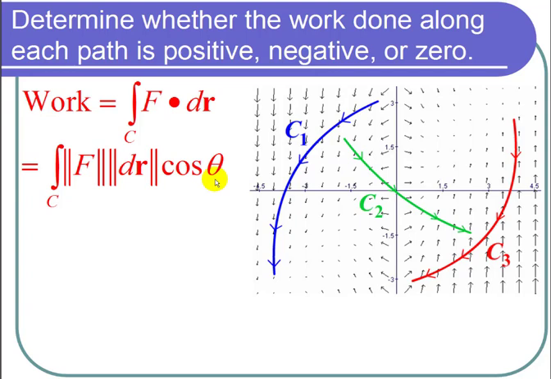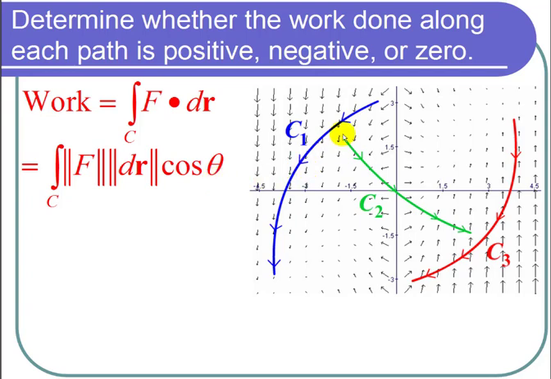And recall that the cosine of an acute angle is always positive. The cosine of an obtuse angle is negative. And if the angle is a right angle, then the cosine is zero.